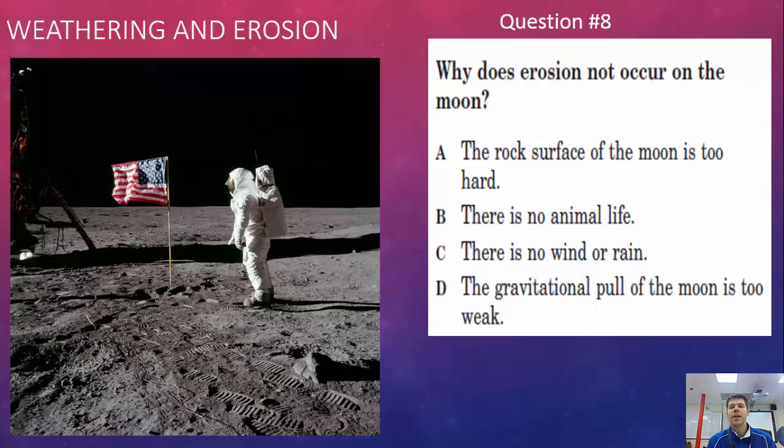There is no animal life. Well, that is a true statement. There is no animal life on the moon, but that's not the reason that we don't have erosion. Not the main reason, anyway. There is no wind or rain, so that's true. There is no wind, there is no rain, there's no atmosphere on the moon. And the wind and the rain is what causes erosion. So our best answer is C. There is no wind or rain.